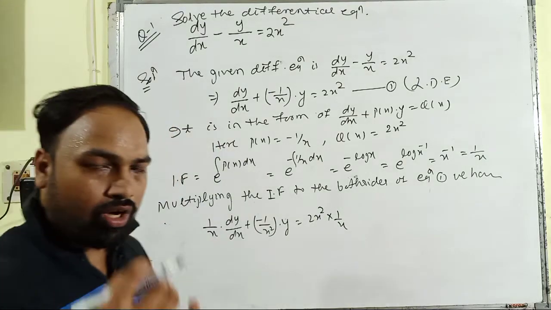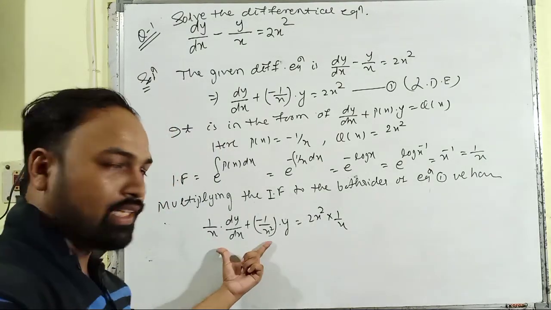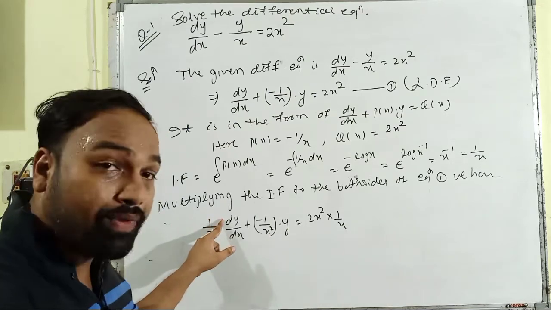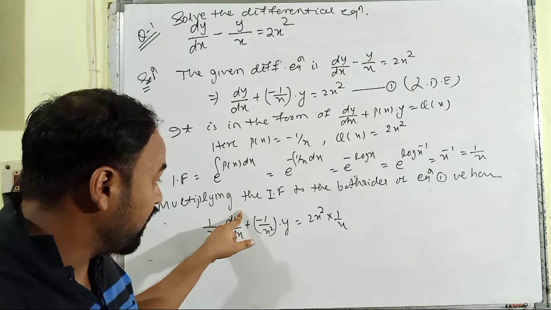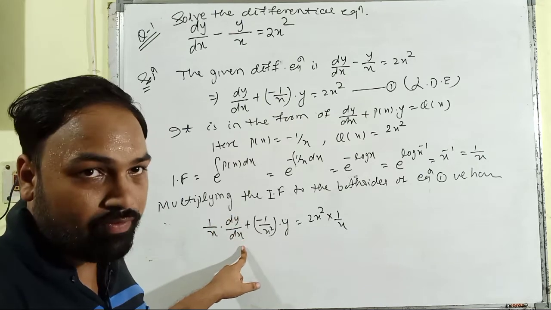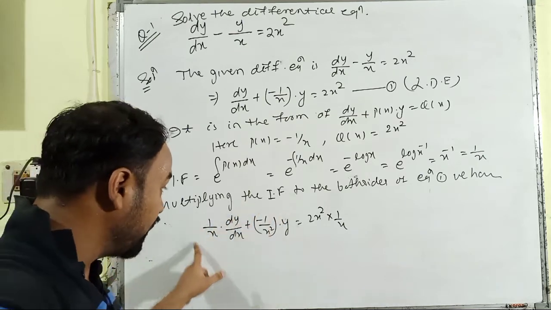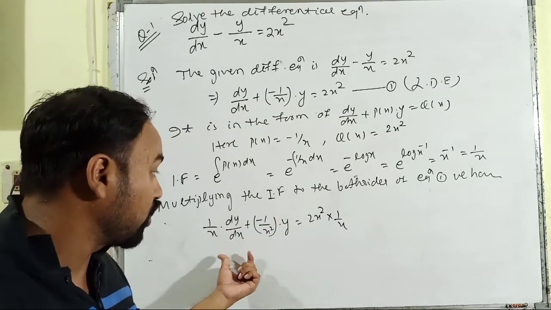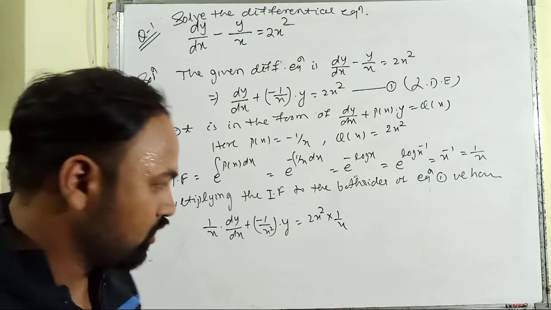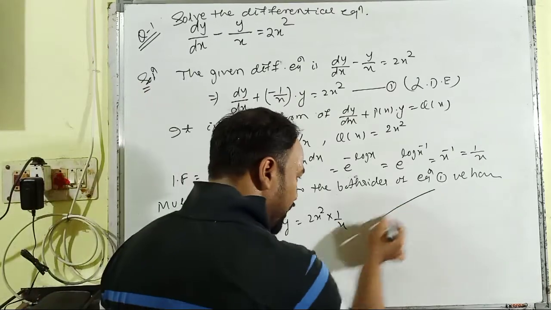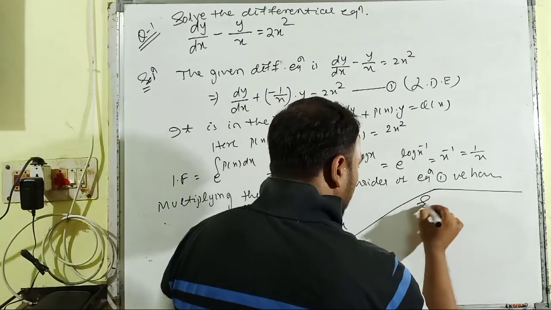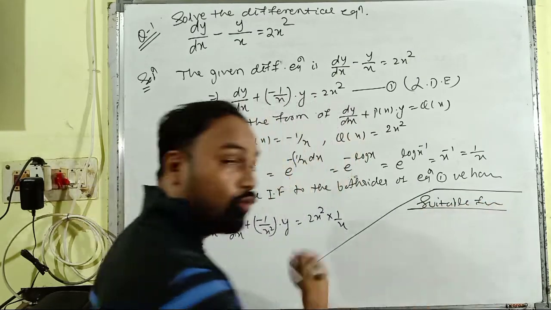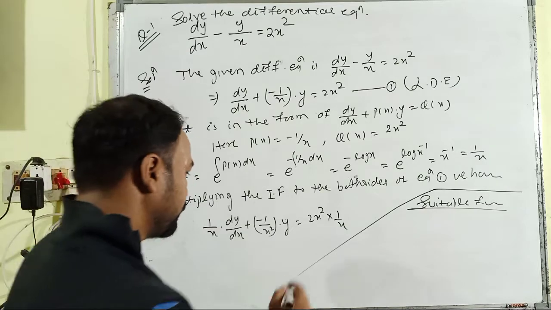Then we have to convert the left hand side, or the side which contains the differential coefficient of the dependent variable with respect to the independent variable, into a suitable form, such that it is the differentiation of a product of two functions. So let us see what the suitable form is, so that we can integrate both sides with respect to x.